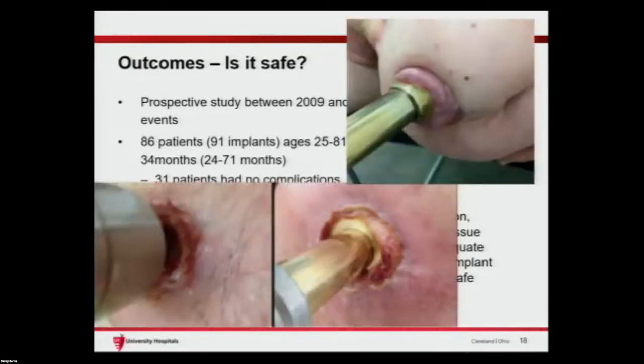These are some pictures of what you might see. This was a patient with more significant hypergranulation tissue formation that required a revision just due to irritation of that site. And these are some examples of superficial infections.